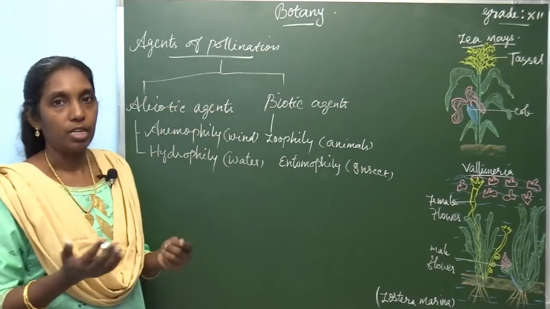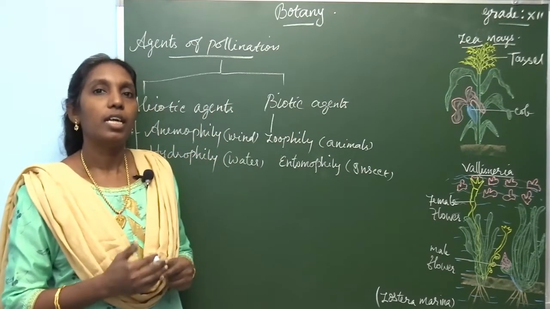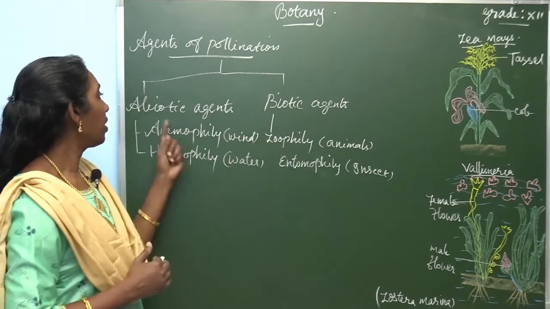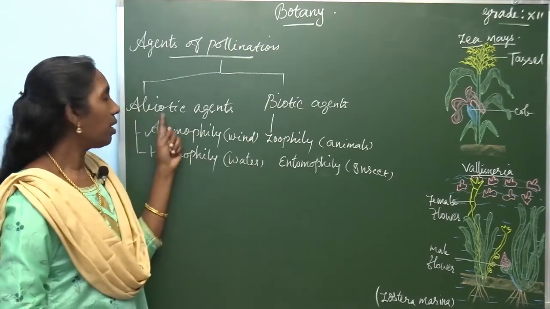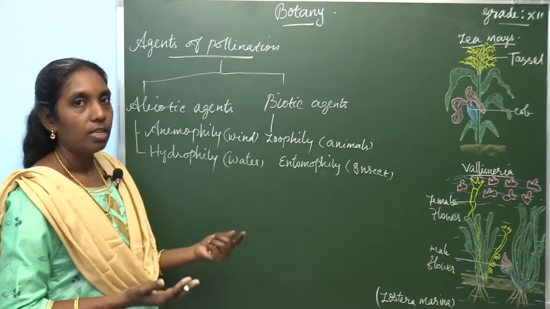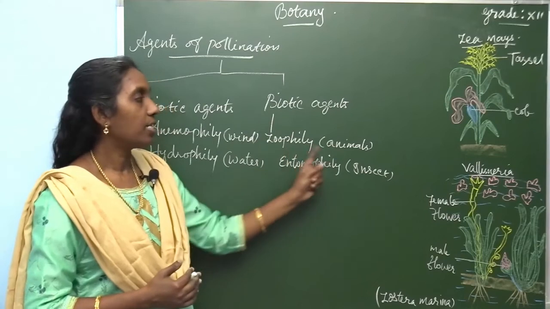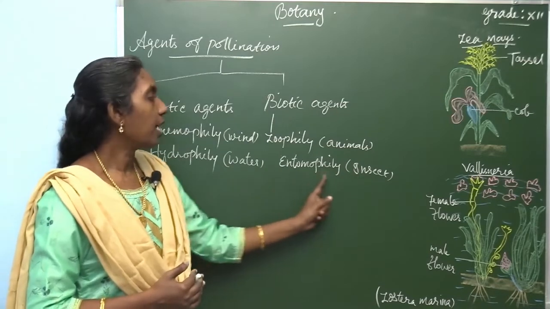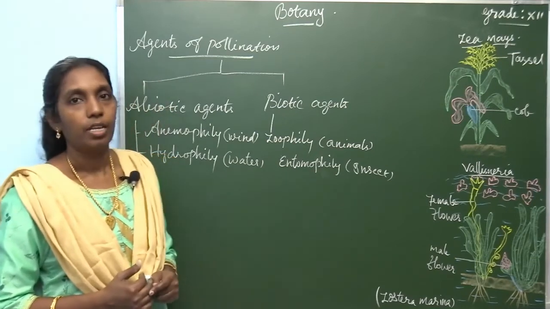So, agents of pollination. Based on the agents, there are two different types of pollinating agents. They are classified into abiotic agents and biotic agents. You know the meaning of abiotic. Abiotic is non-living. So here the wind and water are abiotic, and they help in pollination. Biotic agents are zoophily, that is carried out by animals including insects. Insect pollinated plants are called entomophilous, so the type of pollination is entomophily. Let's see one by one.